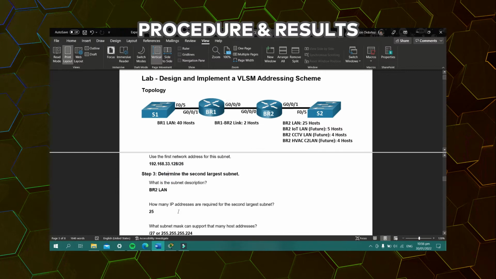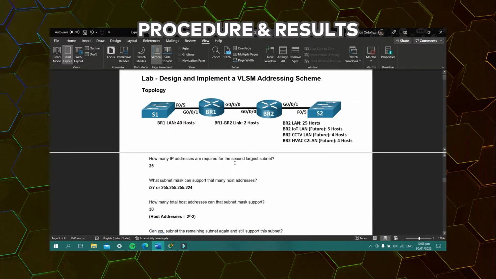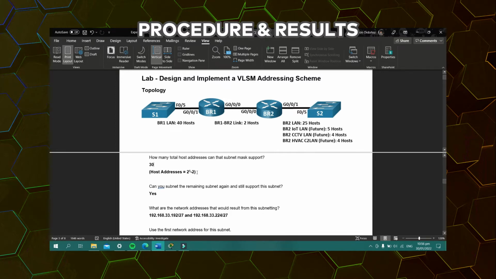Next, step 3, determine the second largest subnet. The second largest subnet is BR2 LAN since it requires 25 hosts. How many IP addresses are required for the second largest subnet? 25. What subnet mask can support that many host addresses? The answer is /27 or 255.255.255.224. How many total host addresses can that subnet mask support? The host bits for the subnet mask is 5, so 2 raised to 5 minus 2 is 30.